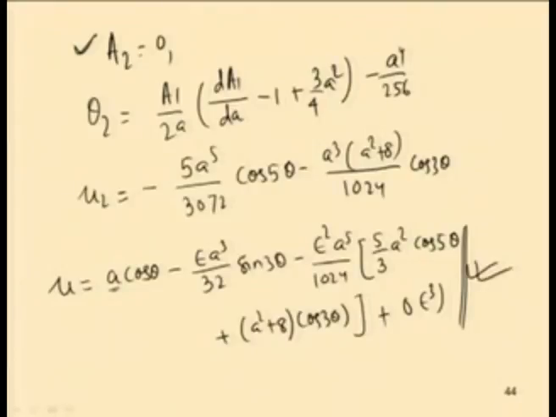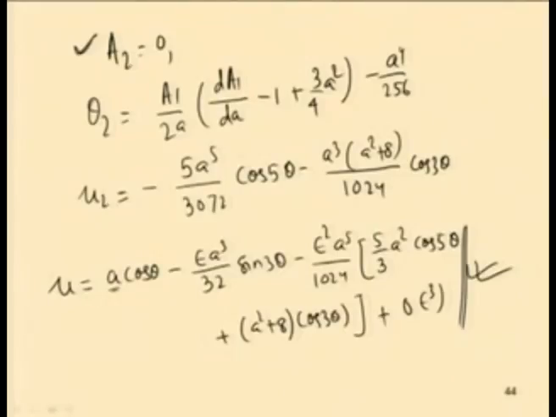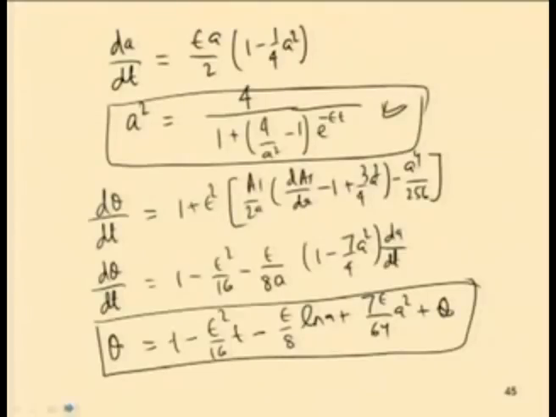So, this gives the solution for the van der Pol equation. In this way, by using the KBM method, that is the Krylov, Bogoliubov, Mitropolsky method, one can find the solution of a nonlinear equation up to any higher order precision.